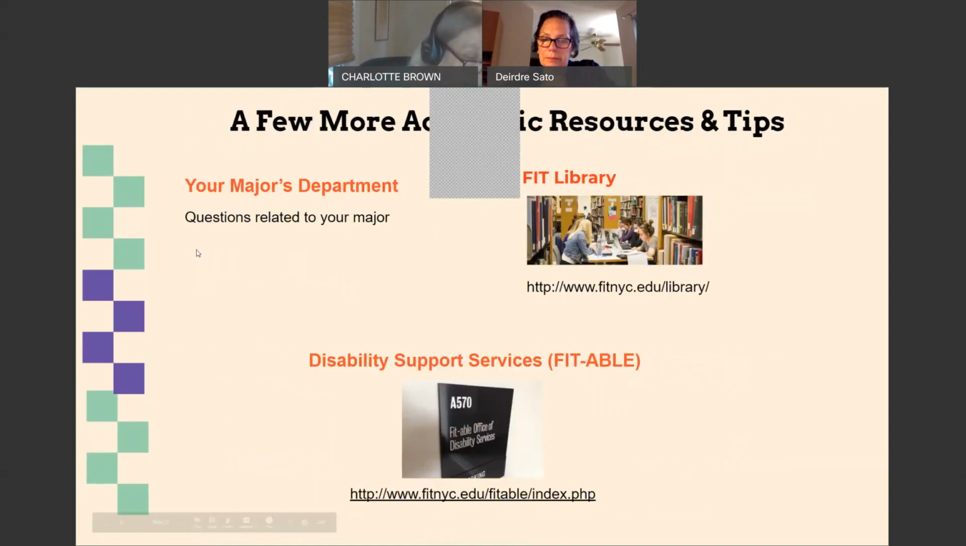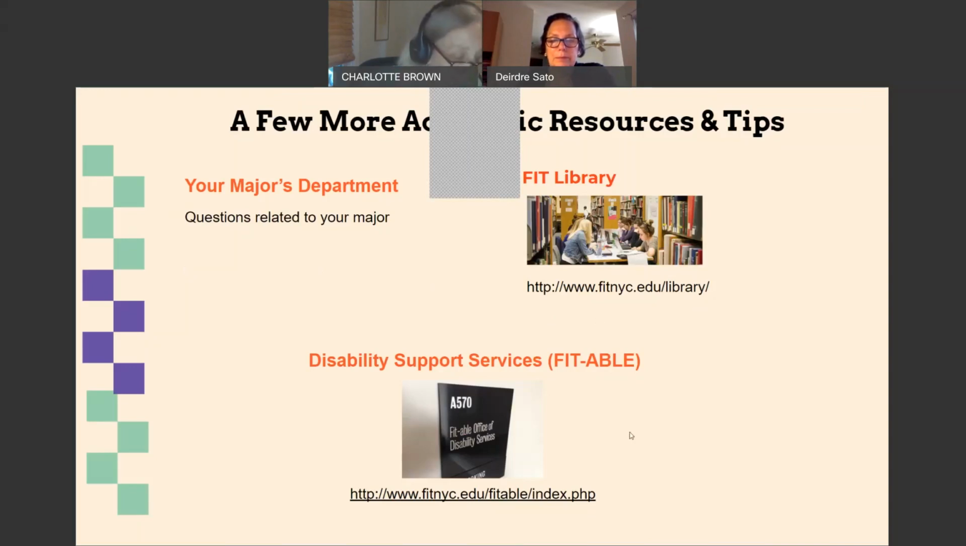And then there are just a few more resources and go-to places I'd like to mention. If you have questions about your major, the best thing to do is to talk to someone in your department. Then there is, of course, the FIT library, which I'm sure you'll use often. In addition to its rich collection of books, images, journals, and so on, it also has many guides and services to help students. So it's worth your time poking around the website to see what it offers.